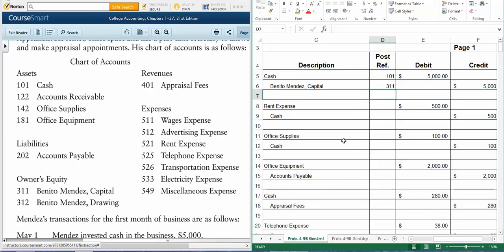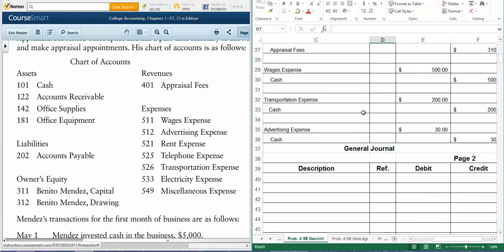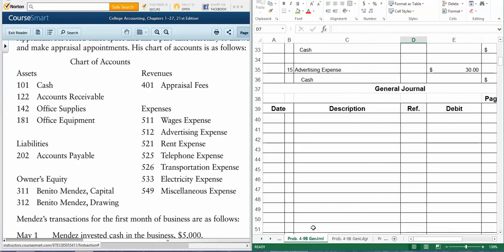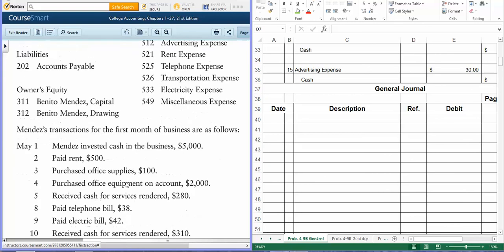So again, I'm not as worried about you filling out the post-reference part as I am about whether or not you can get the accounts and the amounts in the correct locations. That is what I'm really focusing on this week, because this is the information that you're going to have to know to do the midterm project successfully.